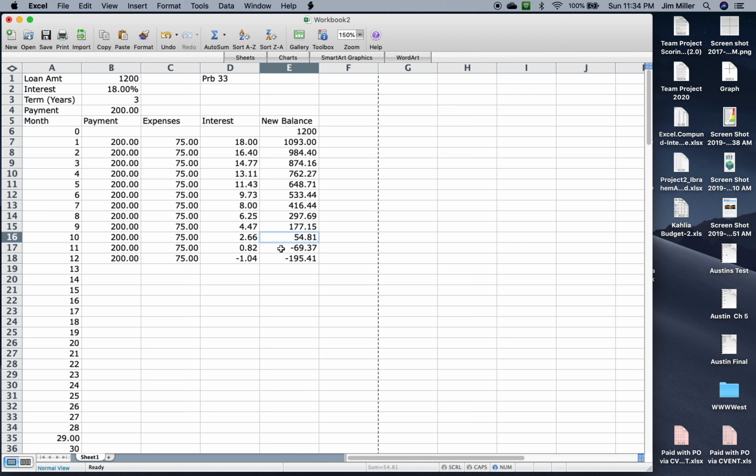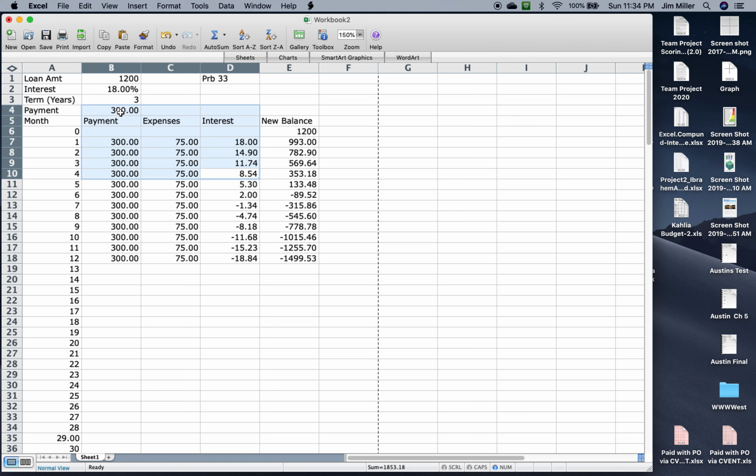Okay, now 34. Now they said repeat this problem paying $300. So I just go up here and change this to $300. And I pay it off in 6 months. You notice I pay a lot less interest too. Go back to the 200. And I'm going to pay quite a bit in interest.